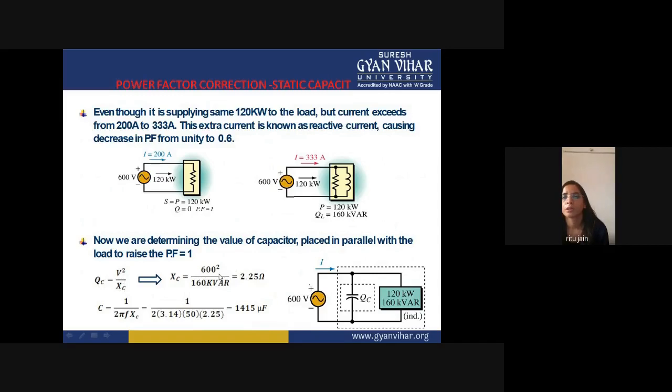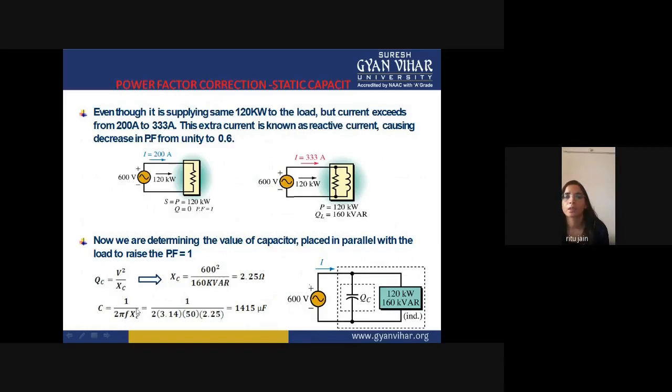So V is your 600 volt, and the reactive power is what you want to compensate. So Xc is equal to V square upon Qc, which is equal to 160 kVAr, and you are getting 2.25 ohm of capacitor reactance. Now by using this reactance, you can easily calculate the capacitor value.